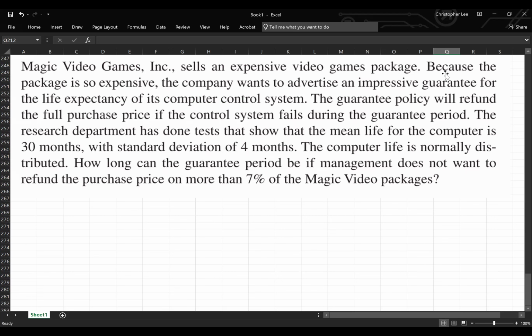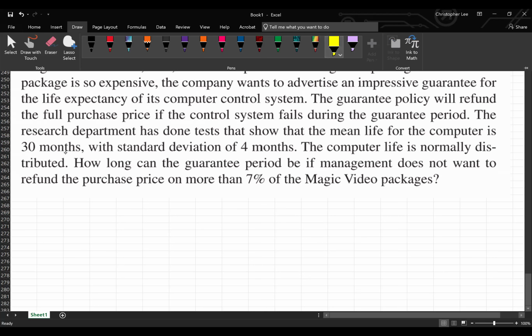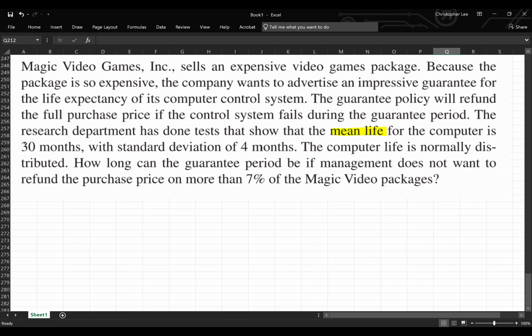All right. That's kind of important. The mean life, 30 months. Standard deviation, 4 months. The computer life is normally distributed, right? So, how long can the guarantee period be if the management does not want to refund purchase prices on more than 7% of the Magic video packages, right?